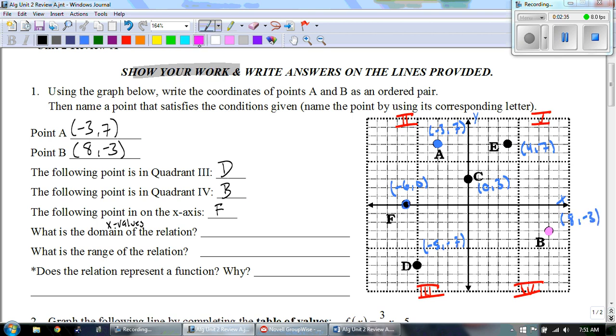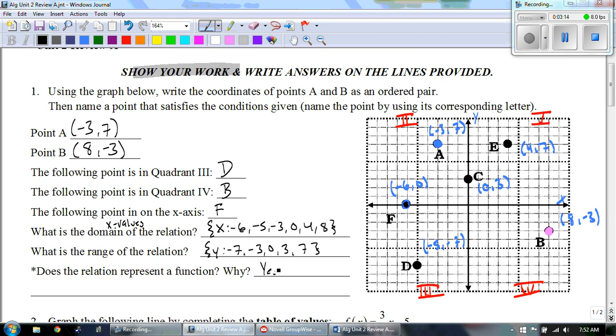Okay, so the domain, we would say that the domain equals the x values, and we just write them in order. -6, -5, -3, 0, 4, and 8. And then all of the y values in order, which would be -7, -3, 0, 3, and 7. Remember, if it's twice, we don't have to write it. So, is this a function, yes or no?